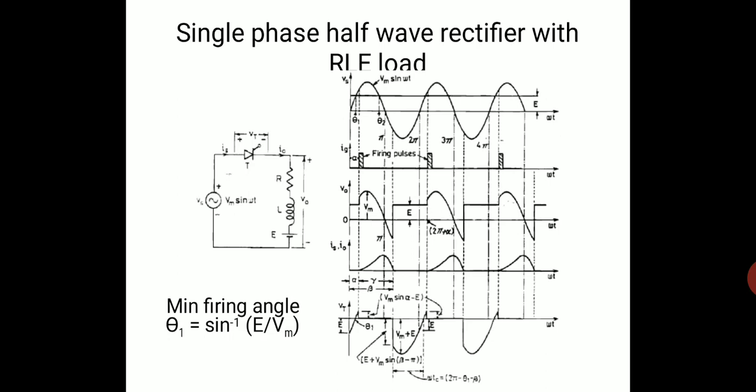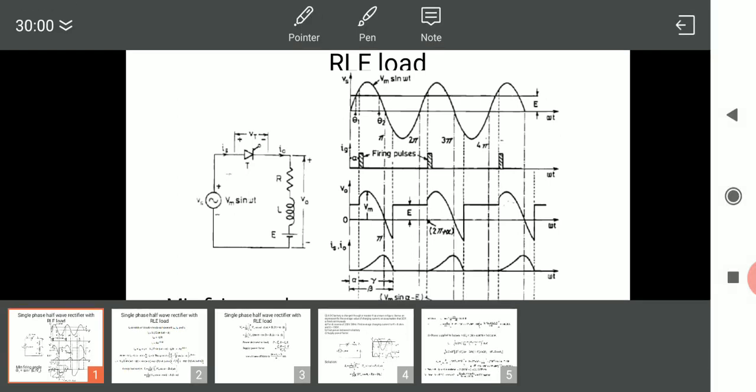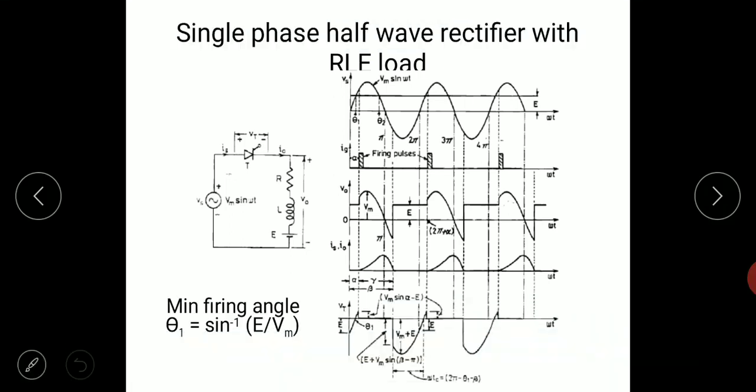Now you can see that at omega t is equal to alpha, as soon as the SCR is triggered, it behaves as a short circuit. Therefore, at this instant, the load voltage becomes equal to the supply voltage. We will discuss what is happening before omega t is equal to alpha. Just now we are analyzing after omega t is equal to alpha.